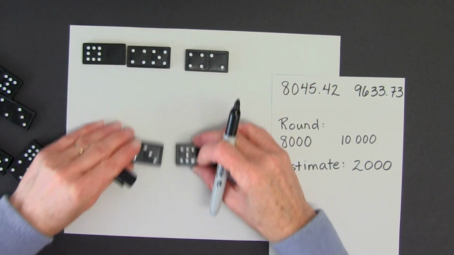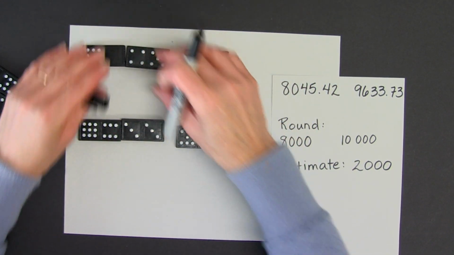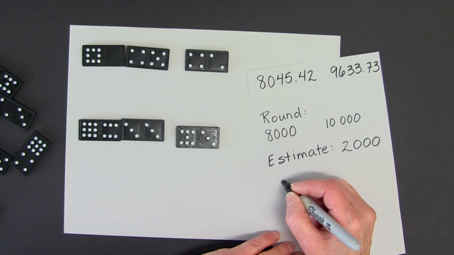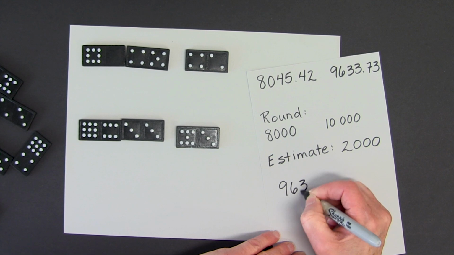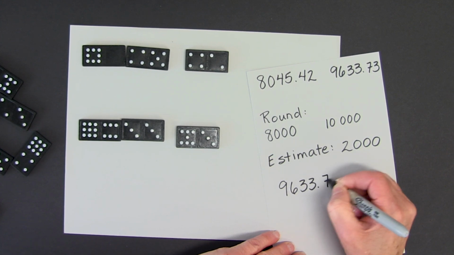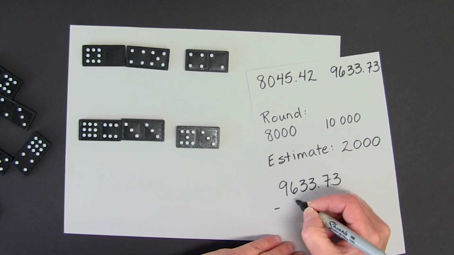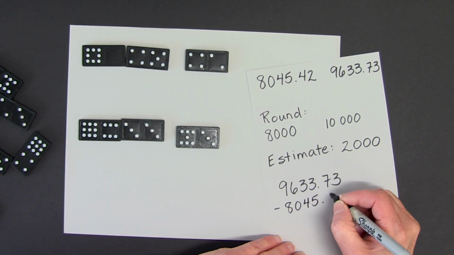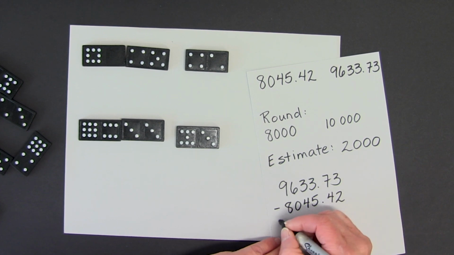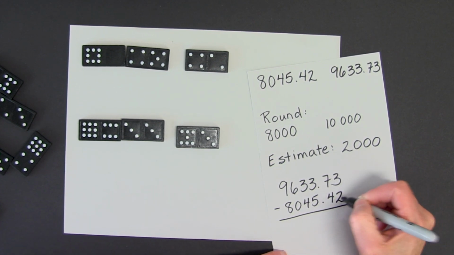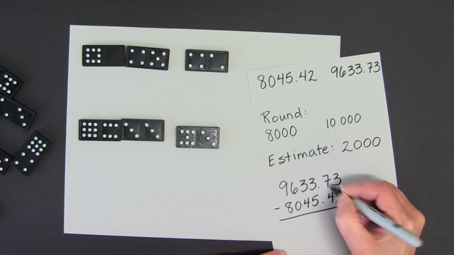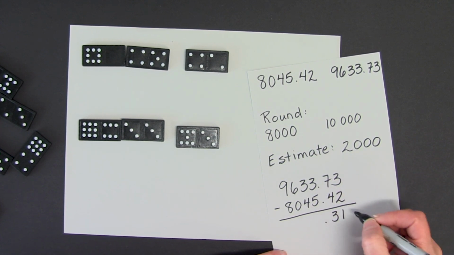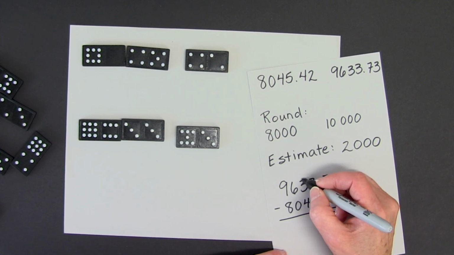Now I will do the actual subtraction. So I will write down the greater number first, and then subtract and make sure I have everything lined up properly according to place value. And now subtract. So 3 subtract 2 is 1. 7 subtract 4 is 3. 3 subtract 5 I can't do, so I need to regroup.